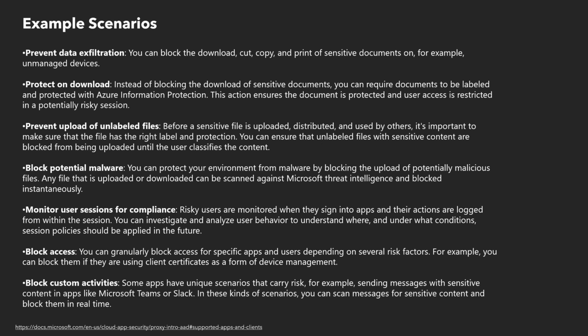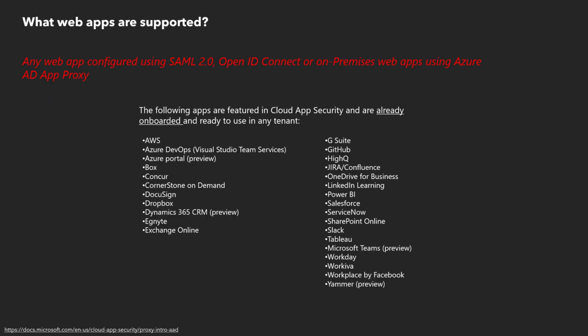Monitor that user's activity within a web app to ensure compliance. Blocking access completely to an app. And then also blocking custom activities. So if you think about something like Microsoft Teams or Slack and being able to, say, block an instant message, that could be valuable.